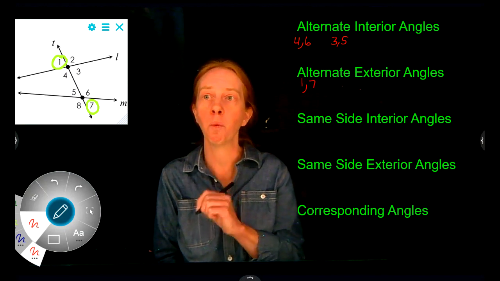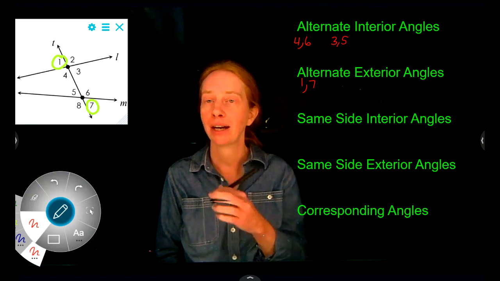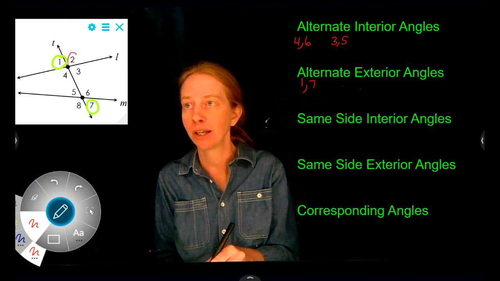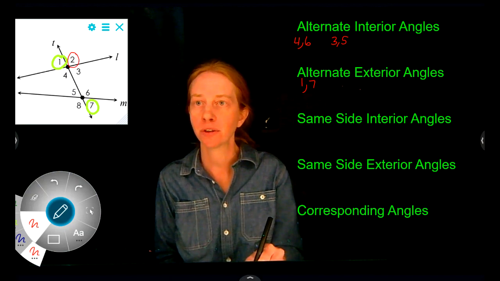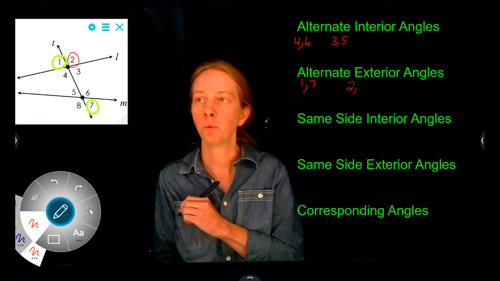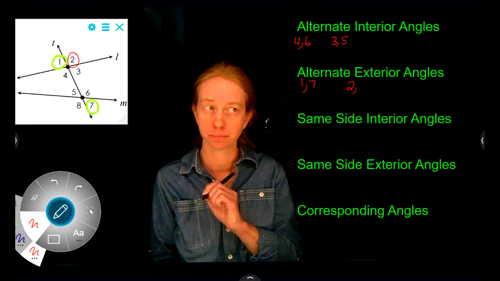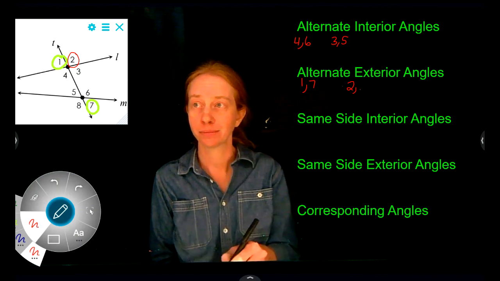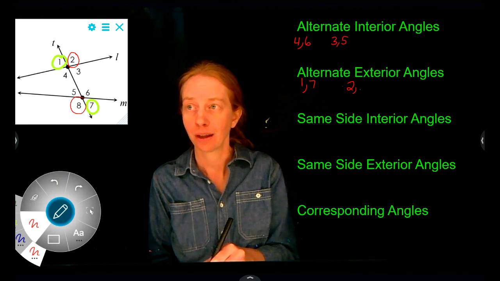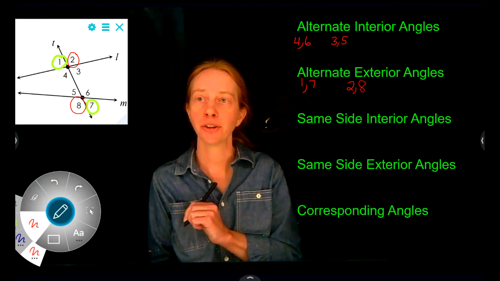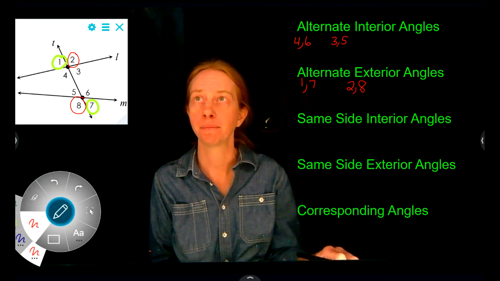I want you to stop and pause the video. I want you to think about what would be my other pair of angles that would be alternate exterior. I'll give you a hint that 2 is the first angle in the pair. And what is its alternate exterior buddy? Pause the video. Or if you've already thought of it, come back. So here we go. Angle 8. All right. So that's its alternate exterior buddy.